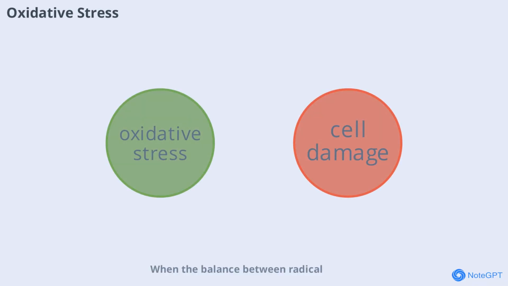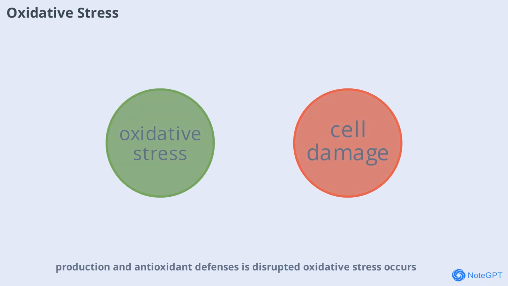When the balance between radical production and antioxidant defenses is disrupted, oxidative stress occurs. This can lead to cell damage, aging, and diseases like cancer. Understanding oxidative stress is key to developing strategies for disease prevention and healthy aging.